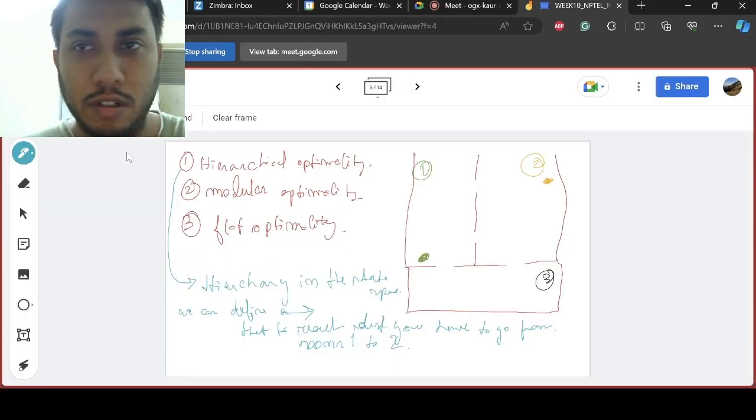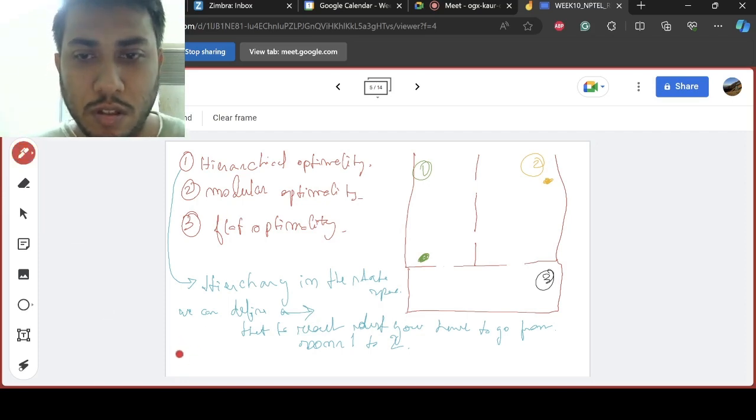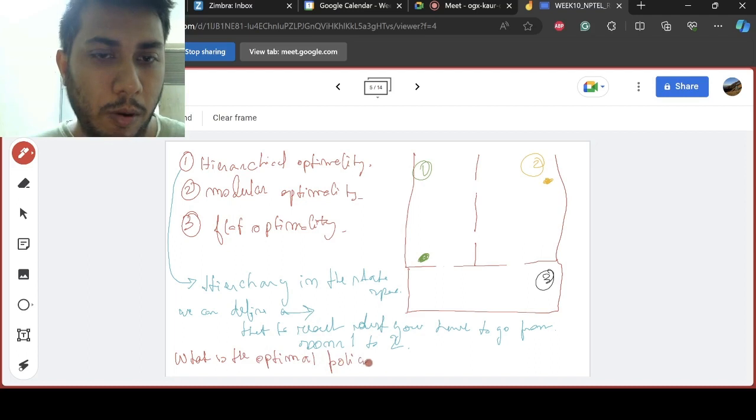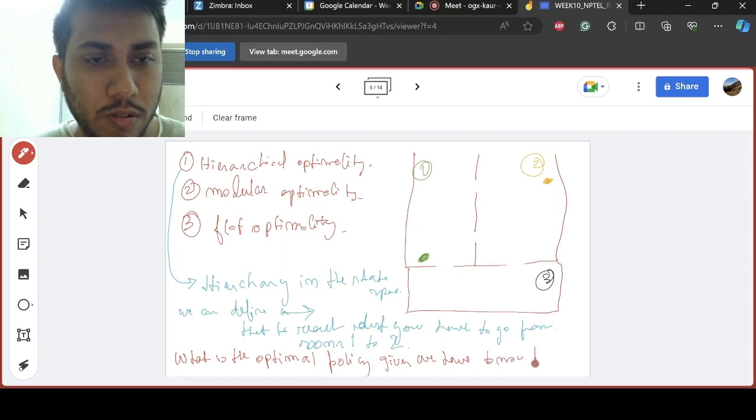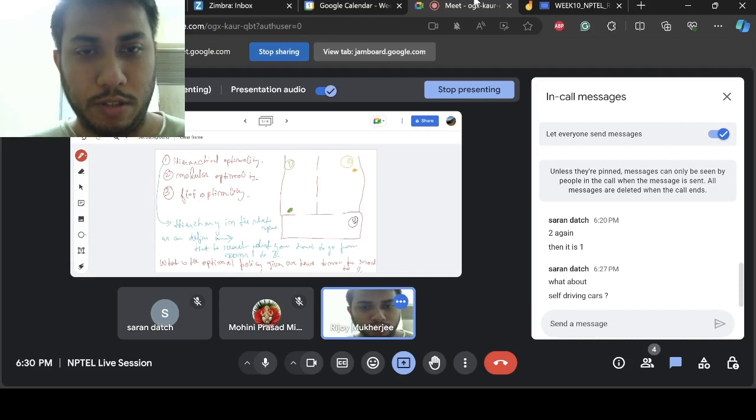So let me write it down. What is the optimal policy given we have to move from room 1 to 2, right? So that is how you are going to define your policy.